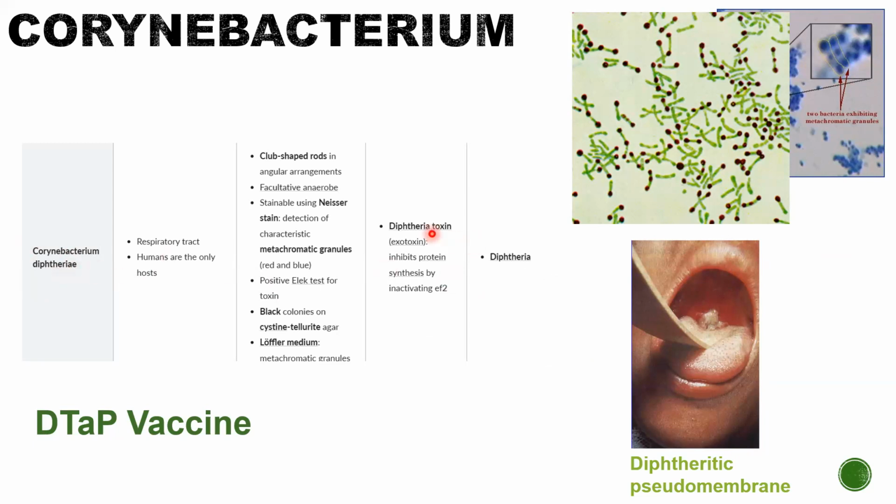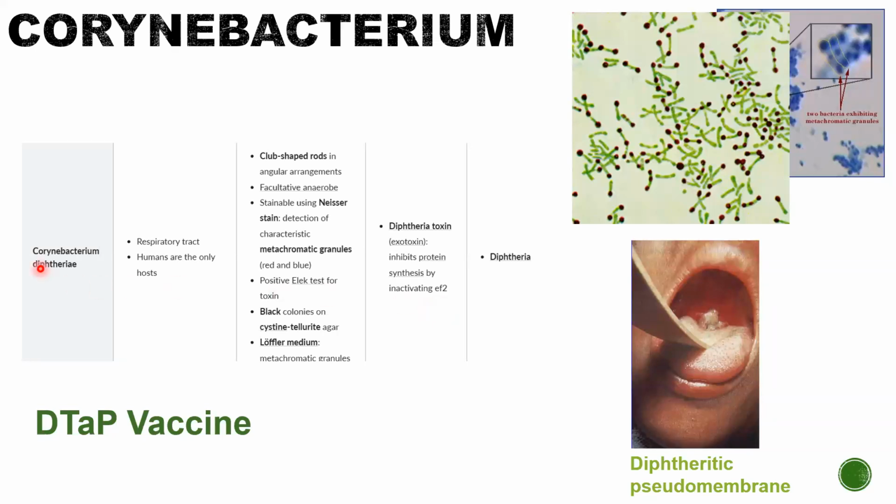How does it do that? Through the diphtheria toxin. Okay. How does the diphtheria toxin work? It basically inactivates EF2 or elongation factor 2. Okay. Elongation factor 2 is needed in protein synthesis. So if there's no protein synthesis, the cell is just going to die.